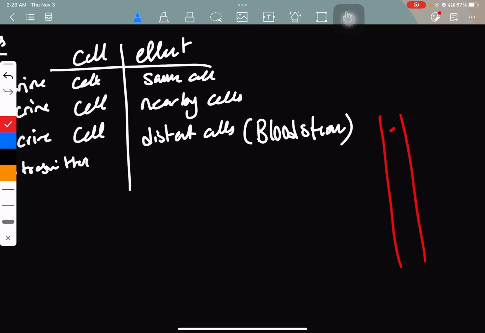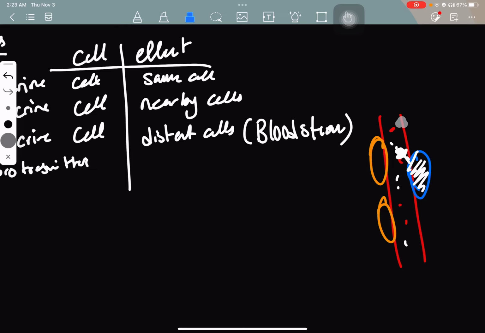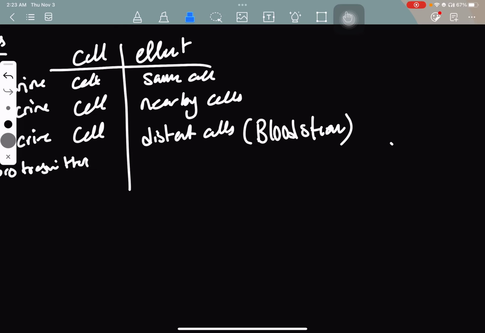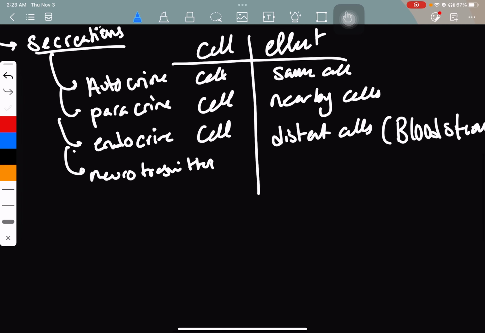So they pass through the bloodstream, and then pass by a whole bunch of cells, but they don't interact with these cells until they reach the cell they want to interact with, because it has the receptors for these signals. They would then cause an intracellular response in that cell.